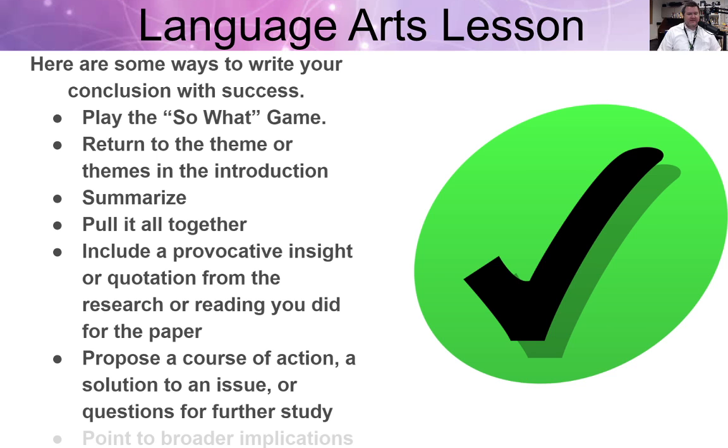And then the last thing is point to broader implications. A paper about the style of a writer could point to influence on other writers or later writers of their genre. So again, connecting it to the world, connecting it to the bigger things that the reader may actually know more about, or may have kind of background knowledge on.